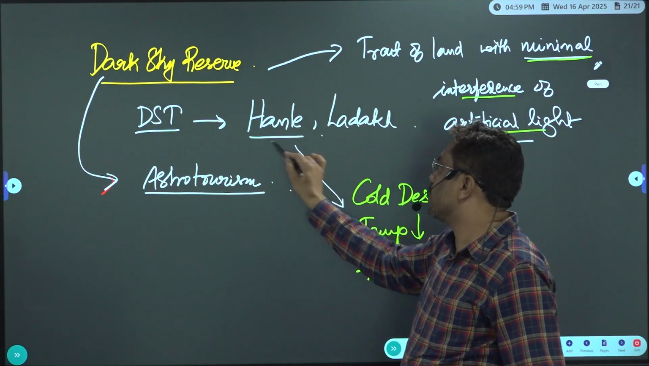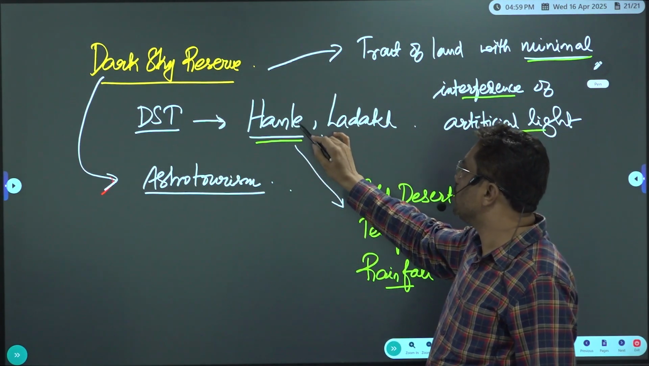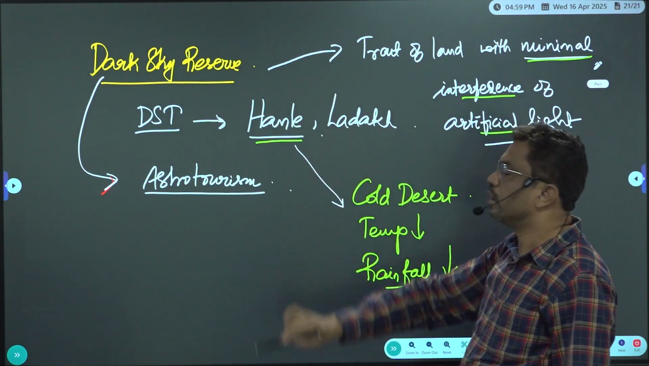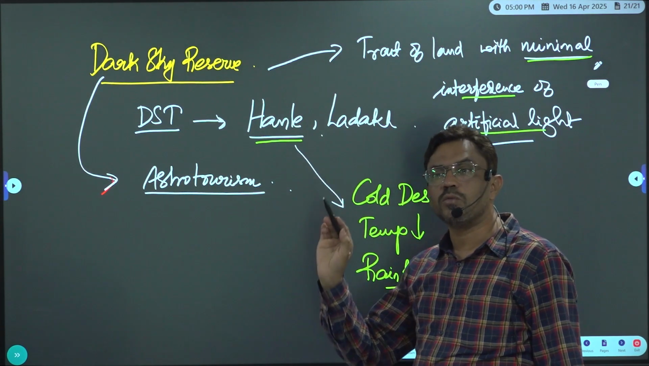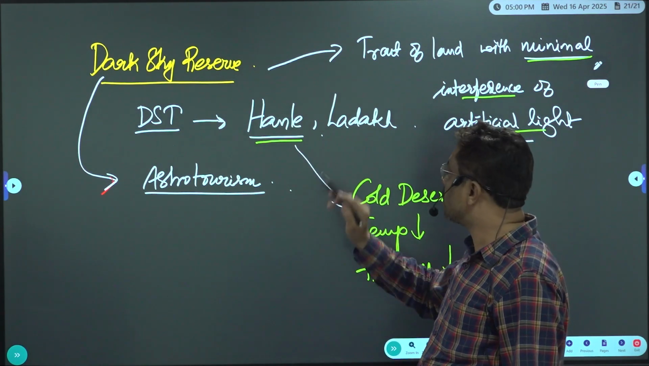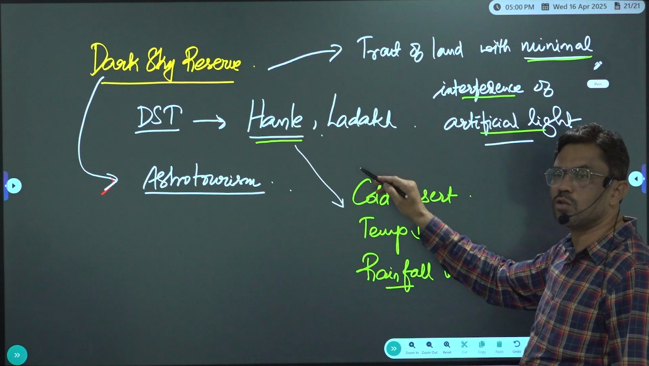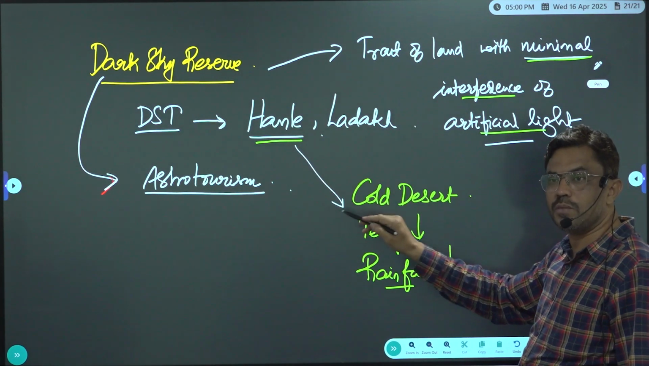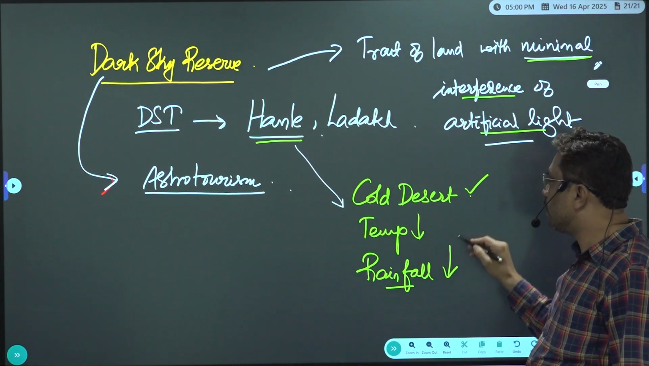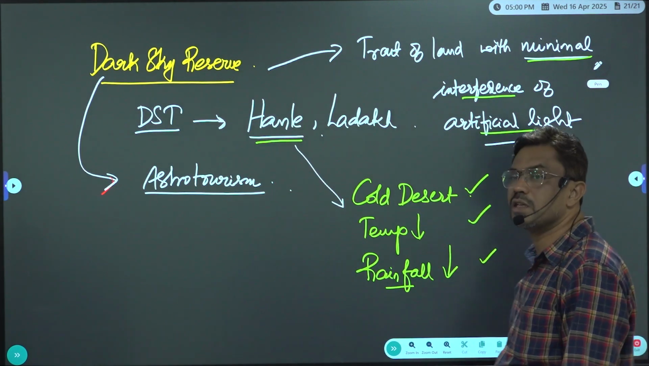Just remember, the dark sky reserve is first launched at Hanle, Ladakh, where India is trying to promote astrotourism. Hanle is a natural choice for astrotourism because it is a cold desert, the temperature is low and the rainfall is low.